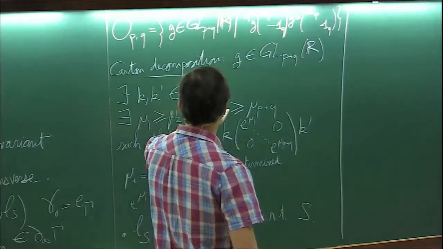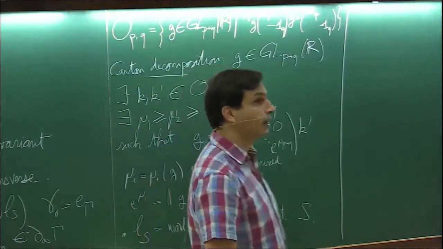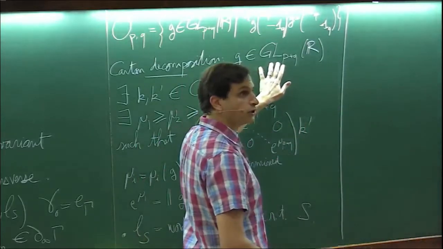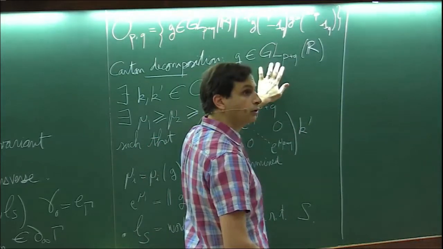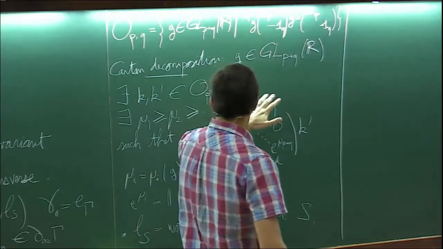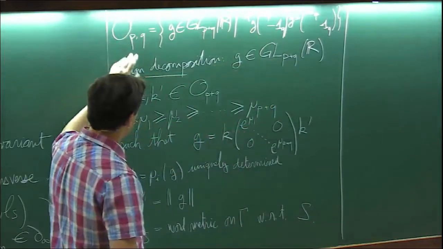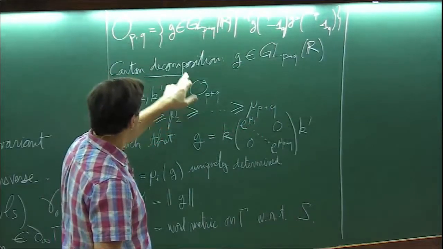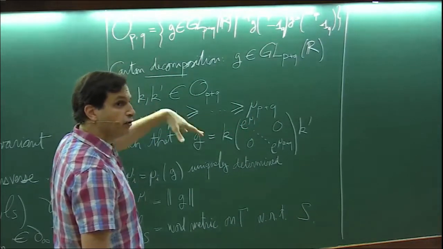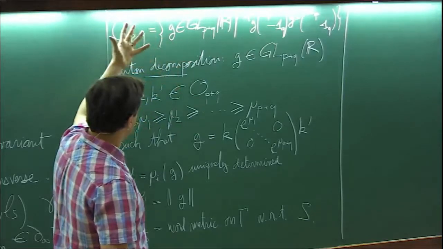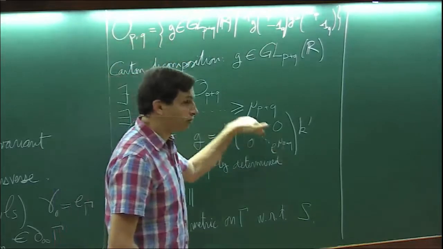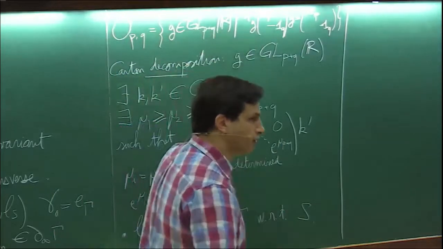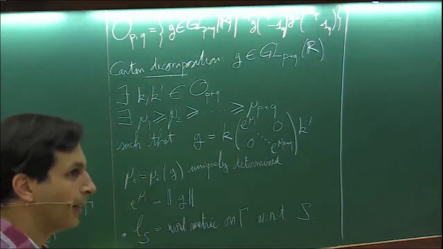K, K prime are in O(p+q), yes? Yes, but the Cartan decomposition, I wrote it for GL(p+q). Okay. Then for an element of O(p,q), in fact, these matrices K, K prime belong to the intersection of O(p+q) and O(p,q), if we work in a way that this diagonal subgroup intersects maximally O(p). Okay, but I don't want to, this is just an answer.